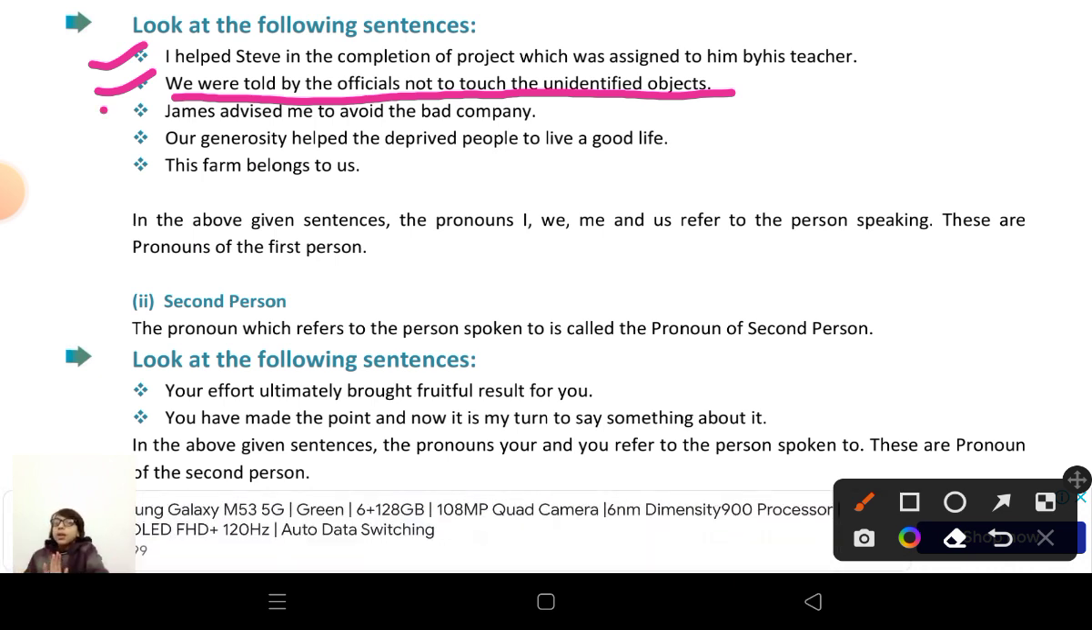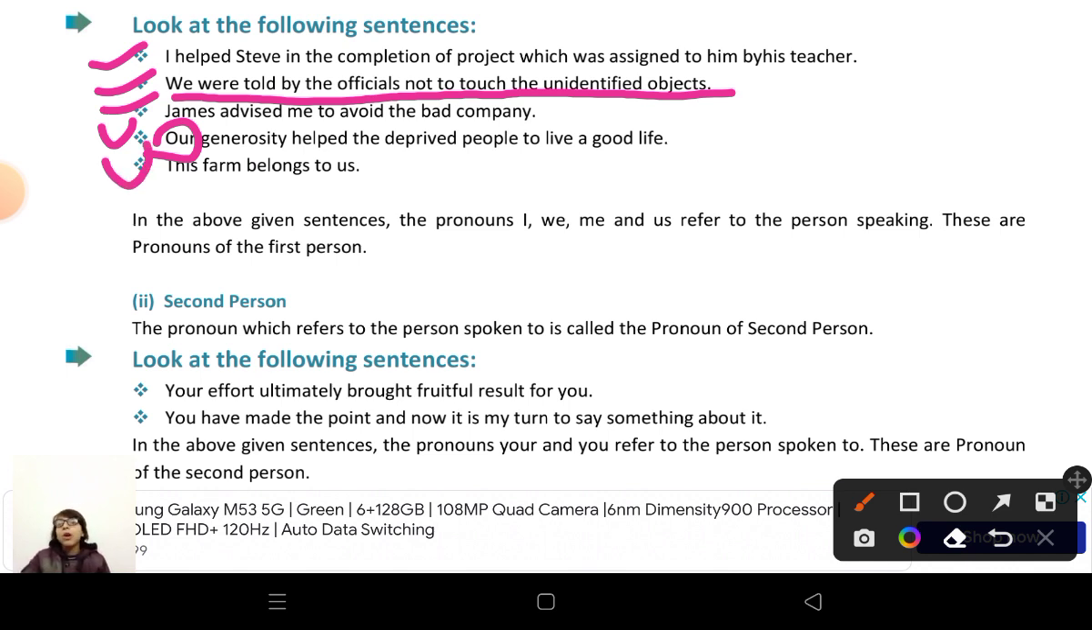So James advised me to avoid the bad company. That means James advised me to avoid the bad company. Next comes, our generosity helped the deprived people to live a good life. Our generosity. So our is a pronoun. So here our is the pronoun.